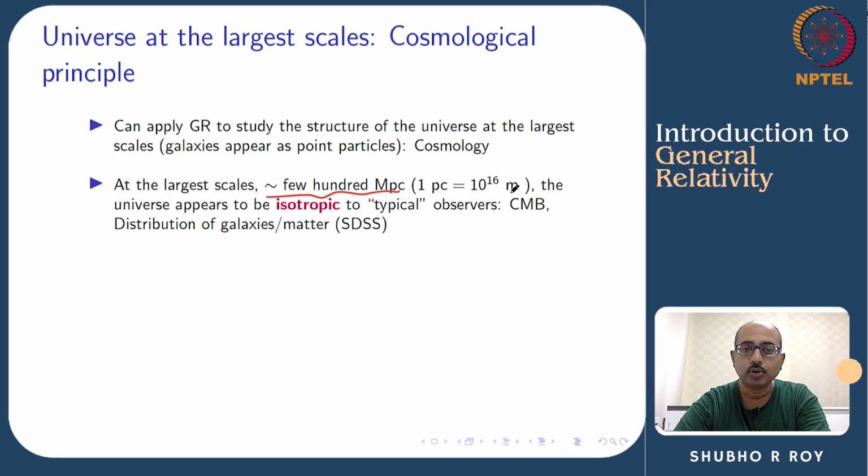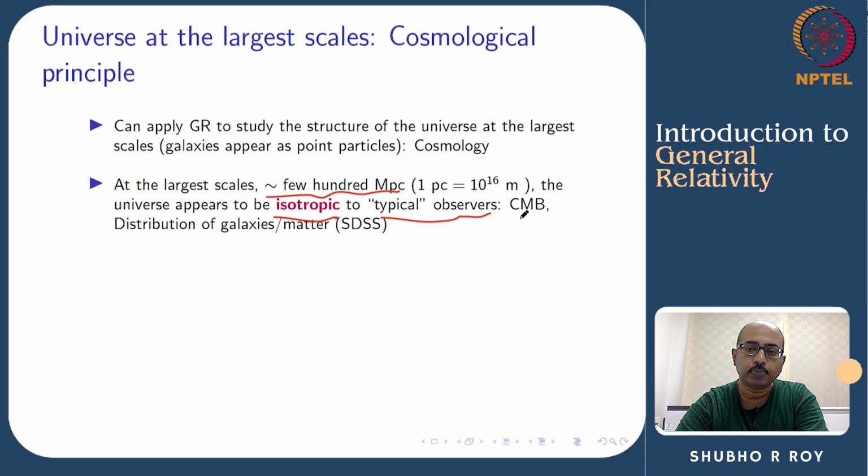Now, if you zoom out to such large scales, of the order of a few hundred megaparsecs, the universe appears to be isotropic. That is, if you look in any direction, it appears the same. Two, typical observers. I'll define typical observers at the moment, but this is a bit of self-circular logic. A typical observer is one to whom the universe would appear to be isotropic.